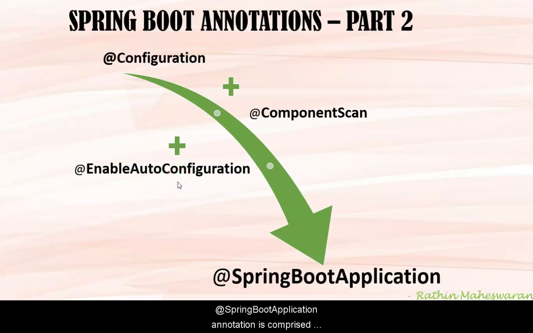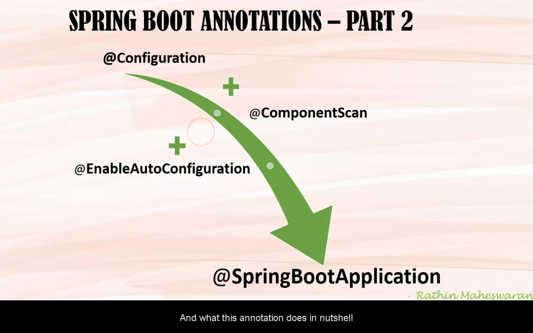The @SpringBootApplication annotation is basically comprised of three annotations. First one is @EnableAutoConfiguration. Second is @ComponentScan. Third one is @Configuration. Since we have seen @Configuration and @ComponentScan annotations in the last video, which is part 1 of the Spring Boot annotations, we are now going to focus on @EnableAutoConfiguration and what this annotation does in a nutshell.